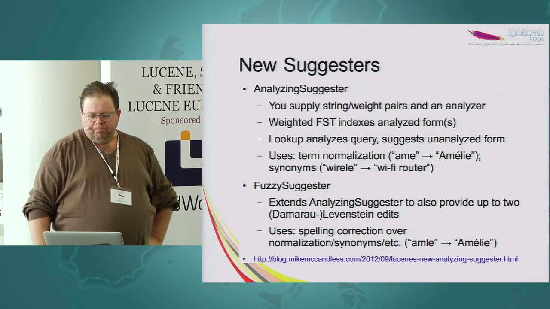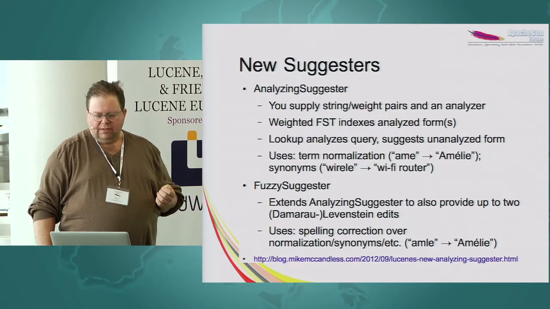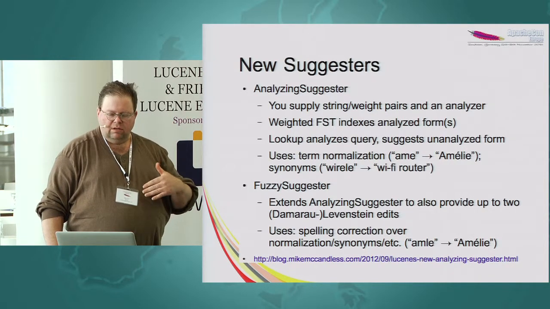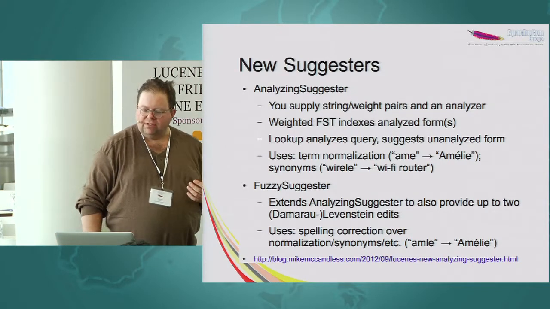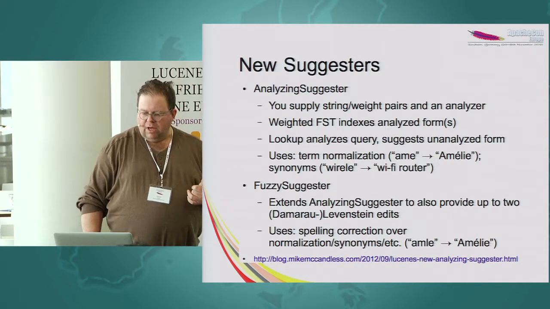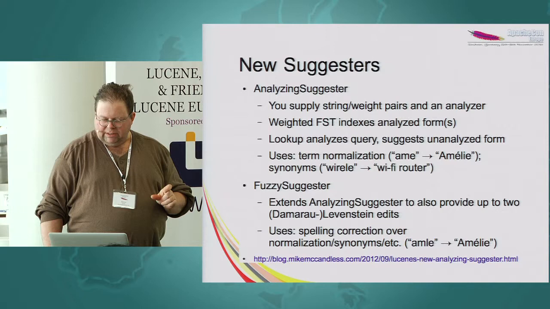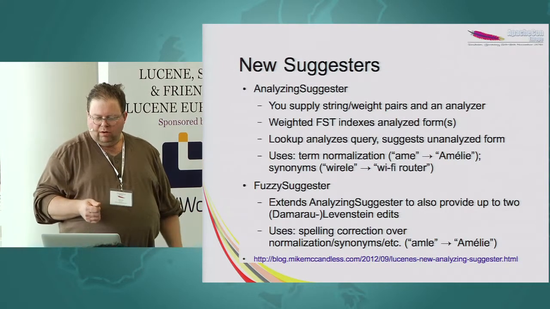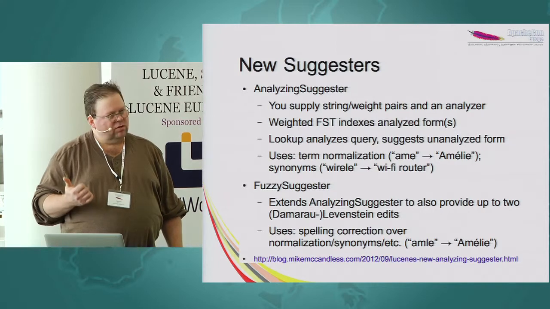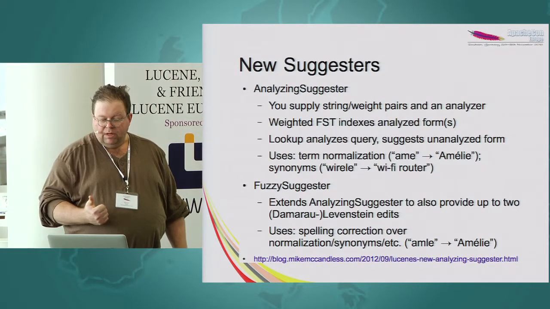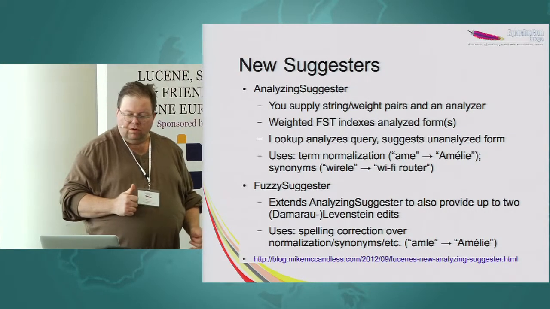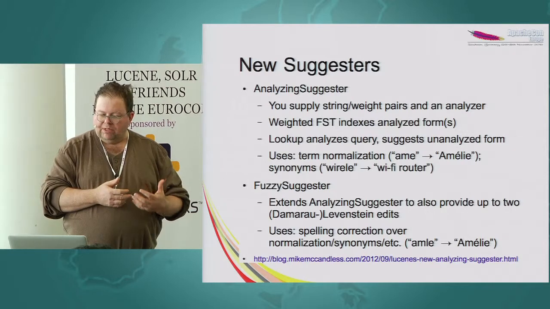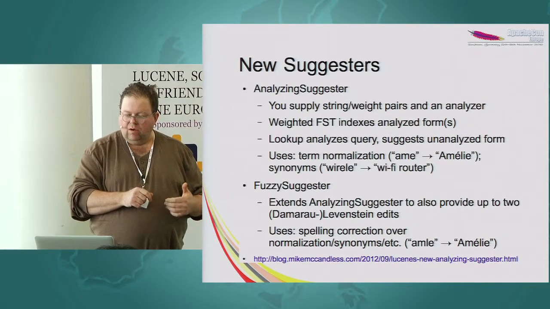For analyzing suggester, you supply pairs of strings and weights and an analyzer, and a weighted FST indexes the analyzed forms, and lookups analyze queries and suggest the unanalyzed form. So for example, if you wanted to perform term normalization, someone types in AME, they could be suggested amélie, where there are some casing changes and diacritics that were stripped by the person typing it in. Also synonyms could be served here by allowing matches against them, so if someone were to start typing in the word wireless, as I have here in this example, Wi-Fi router could be suggested.